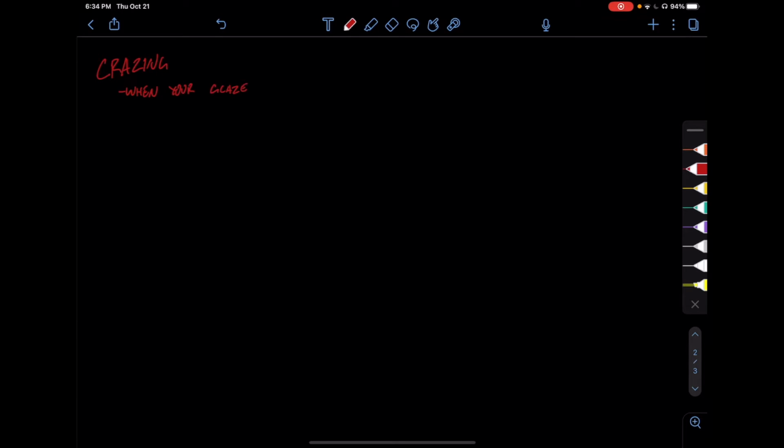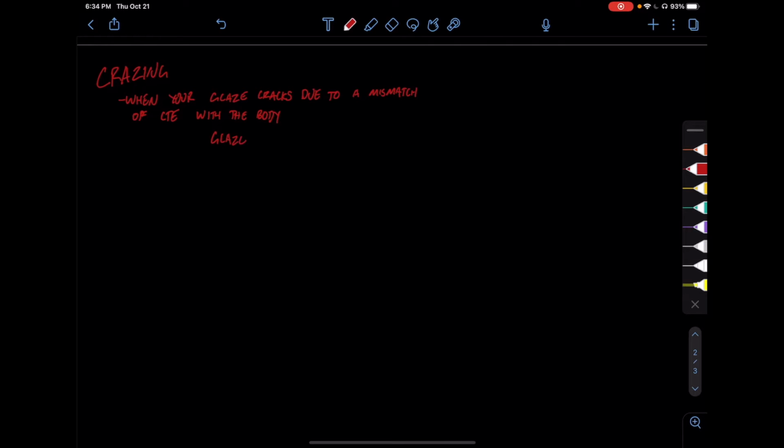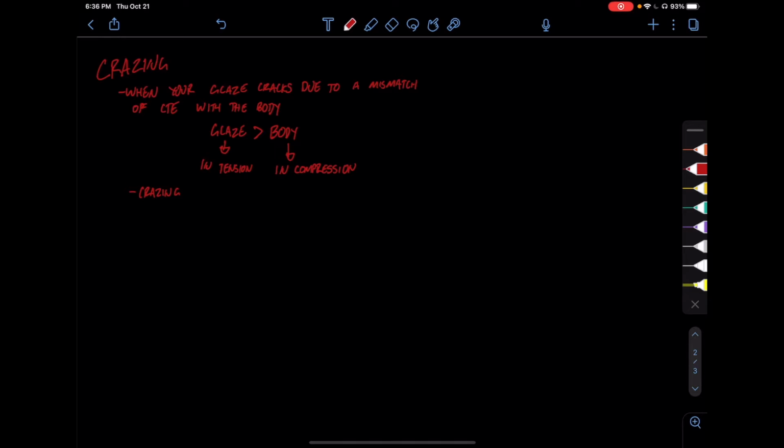Crazing is when your glaze cracks due to a mismatch of coefficient of thermal expansion with the body. Specifically, your glaze has a higher thermal expansion than the body, meaning the glaze is in tension and the body is in compression. Crazing can happen either right away out of the kiln or possibly even years later. There is no way to avoid it, so slow cooling your kiln down to room temp just so it doesn't craze right away really is doing nothing, because it will craze eventually.